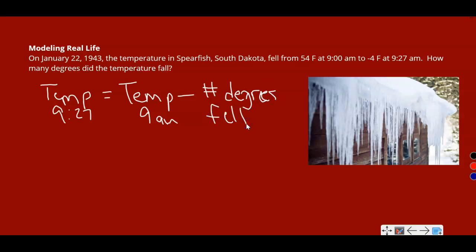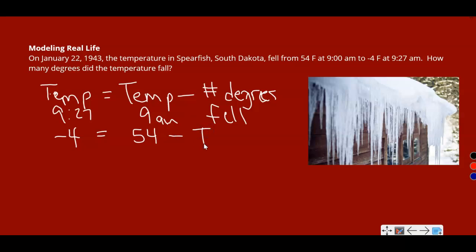All right, so the temperature at 9:27, that's our final answer. We know that at 9:27 it was -4 degrees. So let's plug these in. And then at 9 a.m., it fell from 54, so it was at 54 degrees at 9 a.m., and it fell to -4. So we need to know how many degrees it fell. We don't know that, so let's put T, and then we'll solve for T.